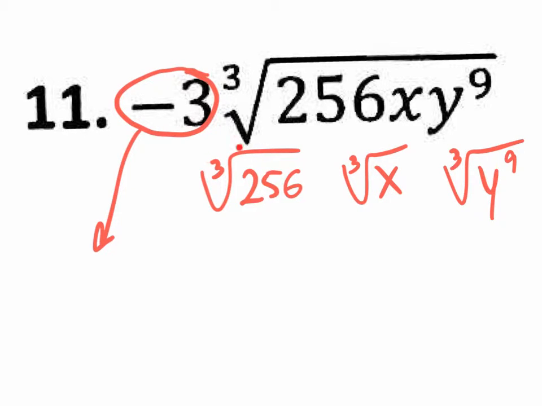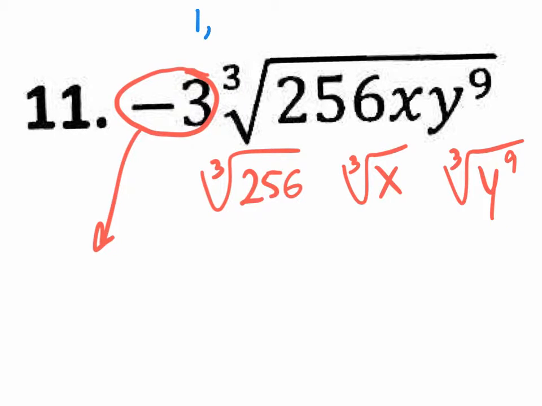So let's think about the cube root of 256. Because it's a cube root, you want a perfect cube number. If it were a square root, you'd want a perfect square number, but for cube root, you want a perfect cube number. So let's think of perfect cube numbers. What are they? 1, 8, 27. Okay, 1, and we're not even going to use it.